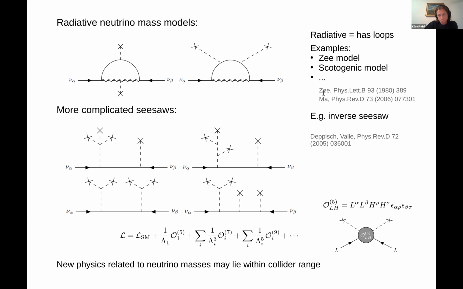You could also keep the seesaw framework, but extend it to a bit more complicated diagrams, so to have more mass insertions, and then, of course, more mediators also. Perhaps most famous in this case is the inverse seesaw, in which you embed a seesaw diagram inside another seesaw diagram, so it's like a double seesaw also. And if you have more suppressions like this or more loops and so on, that further brings down the scale.